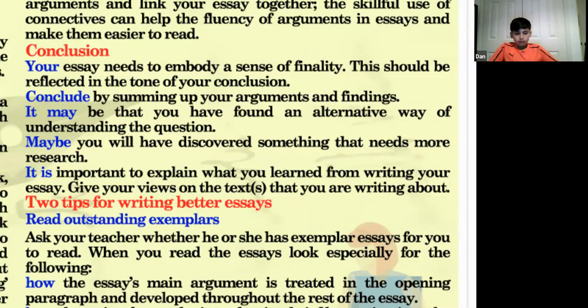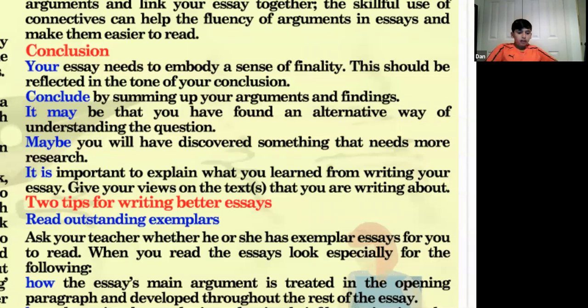Good. So, conclusion, Dan, where does it usually come in an essay? Is it at the beginning? Is it around about the middle? Or is it around about the end? It's around the end. Yeah, good. So, your essay needs to embody a sense of finality. This should be reflected in the tone of your conclusion. Conclude by summing up your arguments and findings. So, all the arguments that you've written down in the essay, you've just got to summarize. What does summarizing mean, Dan?